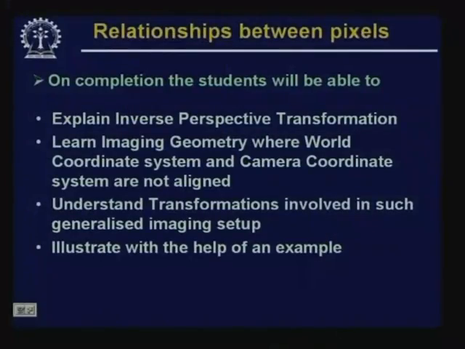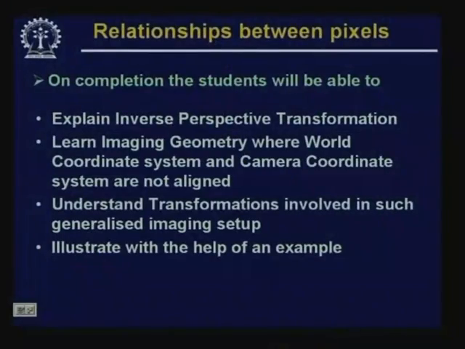Today, we will talk about the inverse perspective transformation. We have said that the perspective transformation takes an image of a point or a set of points in the three dimensional world, and these points are mapped to the imaging plane, which is a two dimensional plane. The inverse perspective transformation just does the reverse process, that is, given a point in the imaging plane, we will see whether, using this inverse perspective transformation, it is possible to find out the point in the three dimensional coordinate system to which this particular image point corresponds.